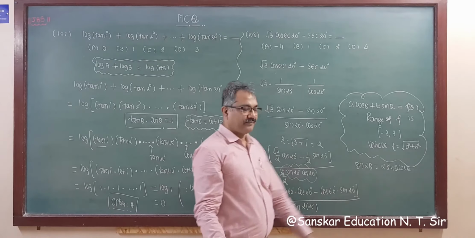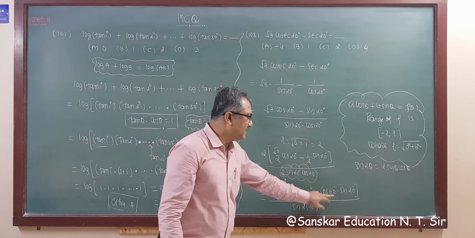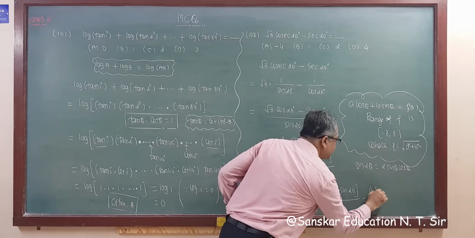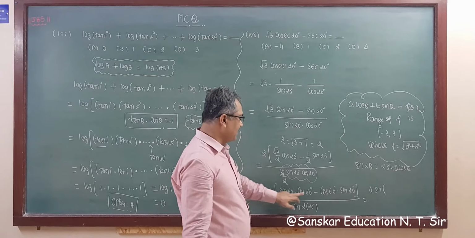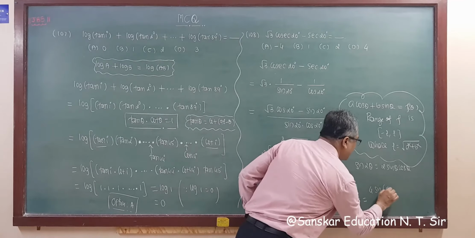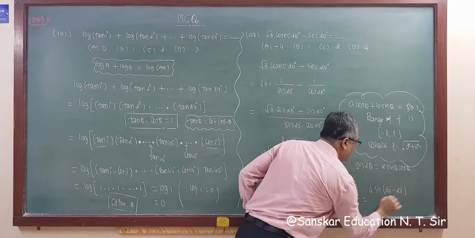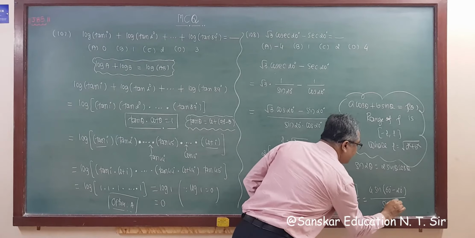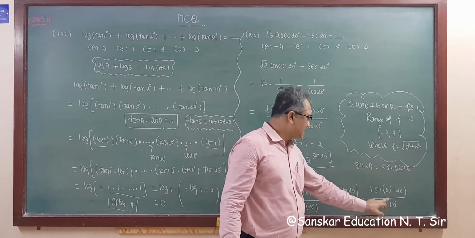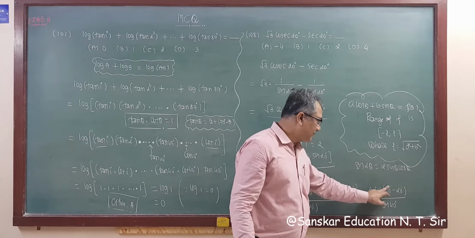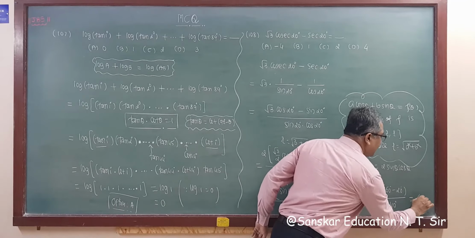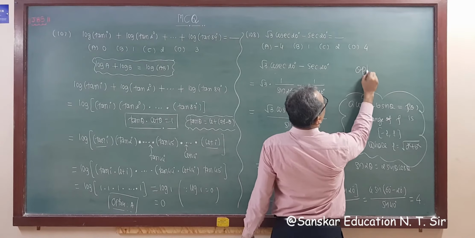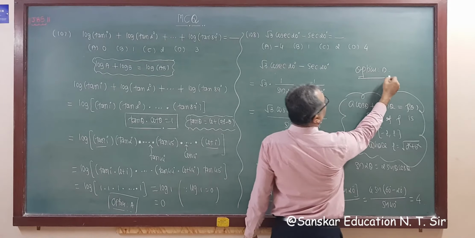Applying this formula, right? Now sine A cos B minus cos A sine B is sine A minus B. So what we get? 4 times sine A is 60 minus 20. So sine 60 minus 20 whole upon, this is sine 40. 60 minus 20 is 40. So sine 40 will be cut. So your final answer will be 4. And 4, that is option number D, is your correct answer.